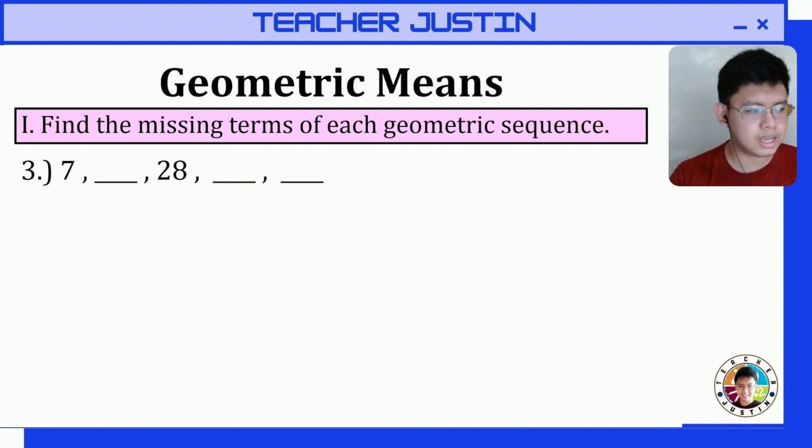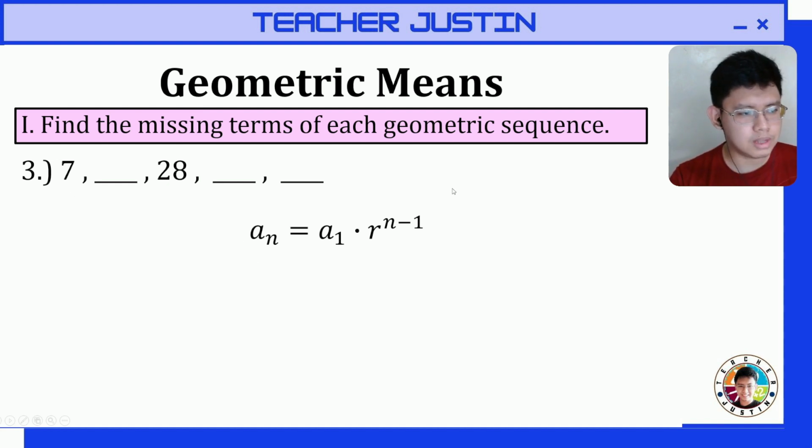So, anong i-multiply natin kay 7 para makuha natin yung next term, and to get to the next term and so on and so forth. So, we will use the formula a sub n is equal to a sub 1 times r raised to n minus 1. So, let's identify our given.